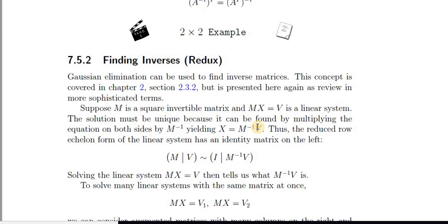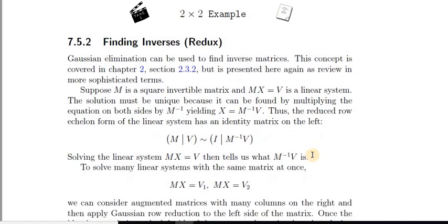So the Gaussian process can be represented in this way. If I take the M and I augment it by a vector v, then I row reduce. Since this is a non-singular matrix, it will row reduce to the identity. And then the v will row reduce to the solution, which is M inverse v.